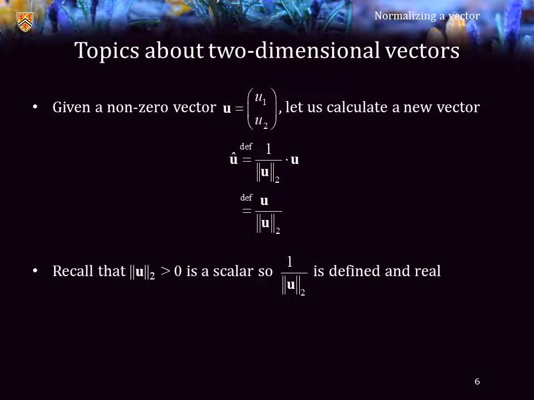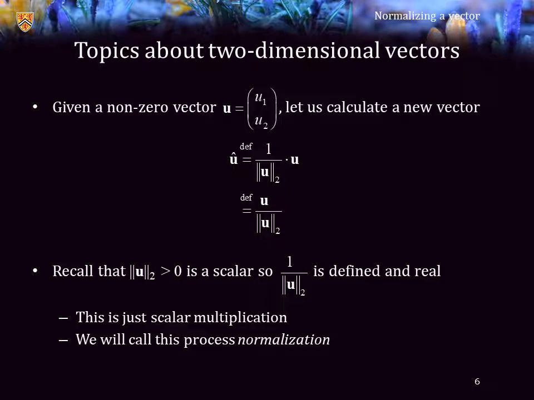So recall that the two norm of any non-zero vector is a scalar. It's a real number. Therefore, 1 over the two norm is also guaranteed to be defined and must also be real. Consequently, all we are doing to get the normalized vector is multiplying a vector by a scalar. So this is just scalar multiplication, which we've just seen. It happens that the scalar is the reciprocal of the two norm of the vector. We call this process normalization.